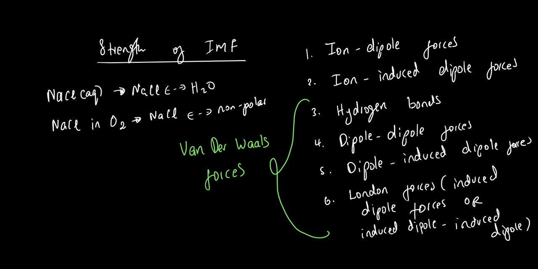So in that case, it reminds us that ionic compounds have stronger intermolecular forces compared to just polar molecules. Whenever it's ion-dipole or ion-induced dipole, it's going to have a higher boiling point compared to the ones that have van der Waals forces. Are we clear now?